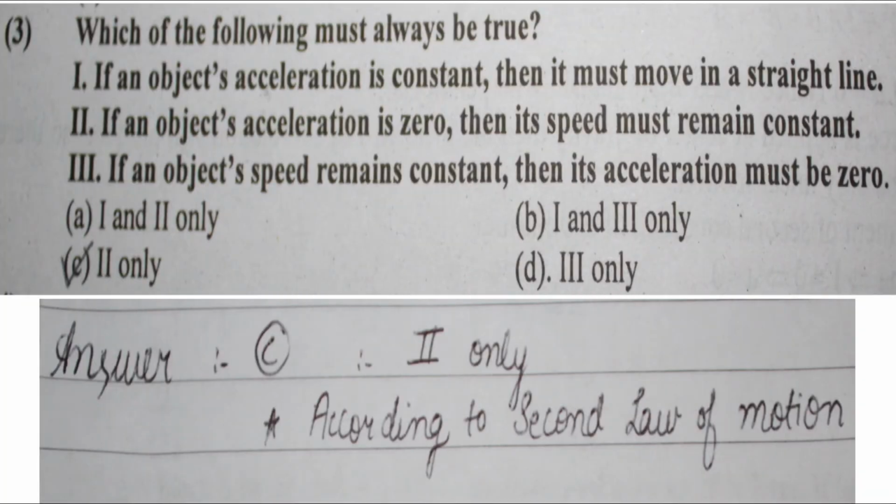Next question is, which of the following must always be true? We have to find the true or the correct statement. So according to the second law of motion, if an object's acceleration is 0, then its speed must remain constant. That is option 2 from the question given. So from the options, it will be option C, 2 only, because only that is the correct statement.